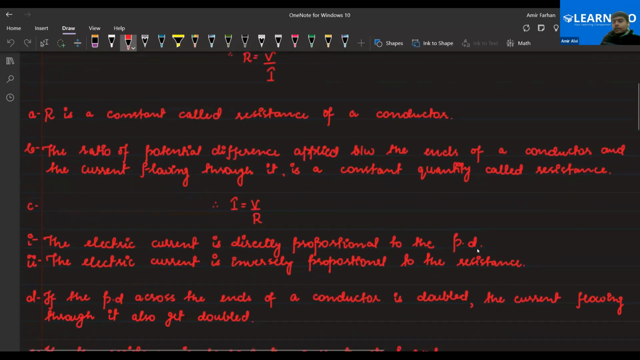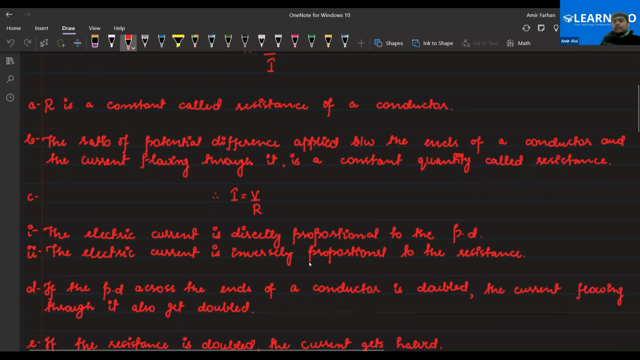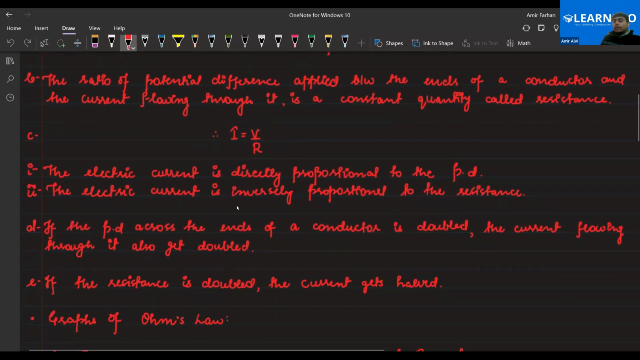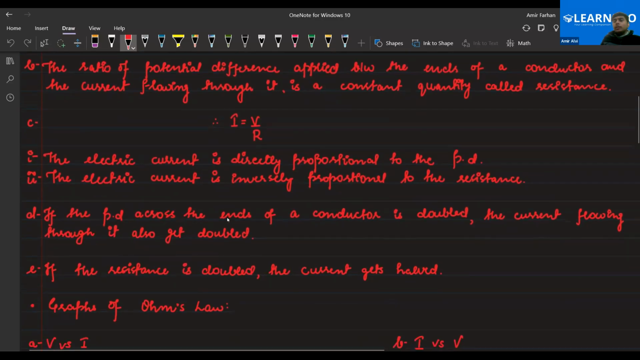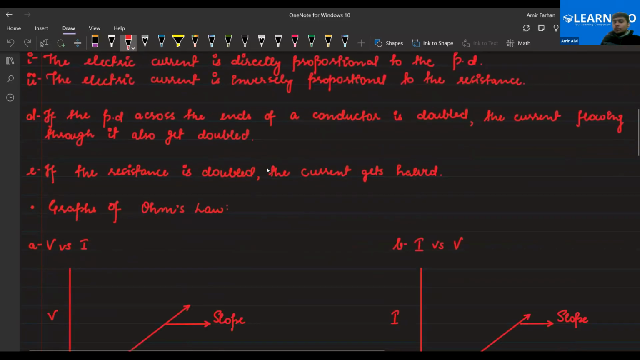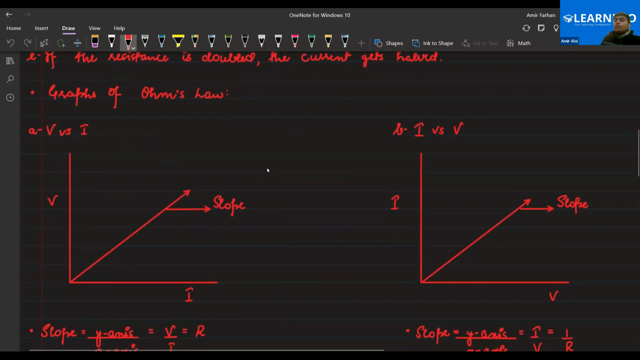The electric current is directly proportional to the potential difference and it is inversely proportional to the resistance of the circuit. Okay. Now, next thing is if the potential difference of a conductor is doubled, then the current flowing would also be doubled. But if the resistance is doubled, the current gets halved because it is inversely proportional. Okay, next thing we have is graphs of Ohm's law.